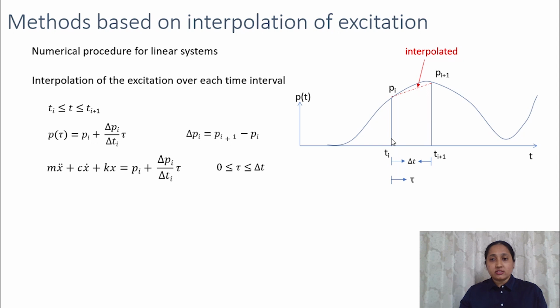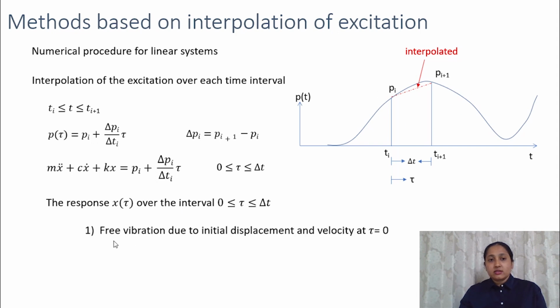The equation of motion during this interval can be written as m x double dot plus c x dot plus k x is equal to this p of tau, that is Pi plus delta Pi by delta Ti tau, and this expression is valid in this time interval. So solving this equation of motion, we can find the response of this single degree of freedom system during this interval, and that response will be the sum of three components.